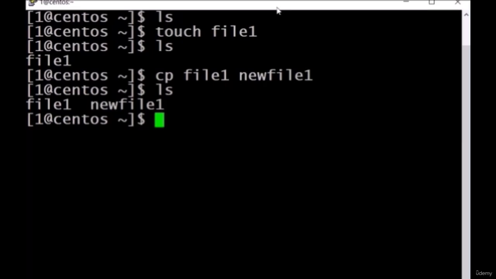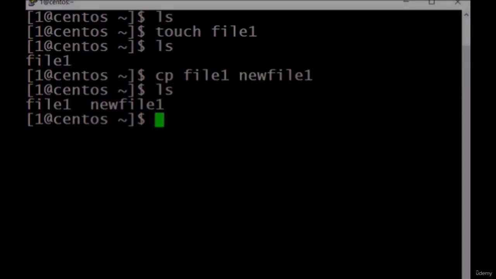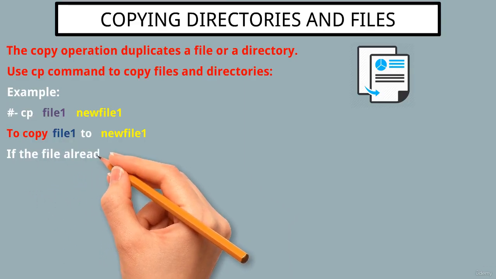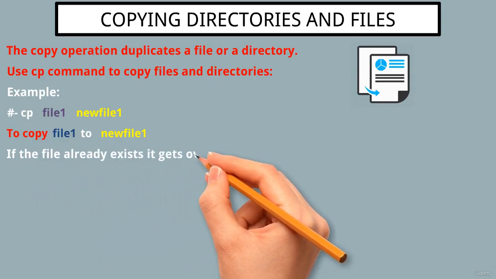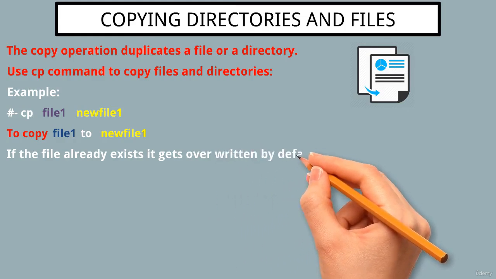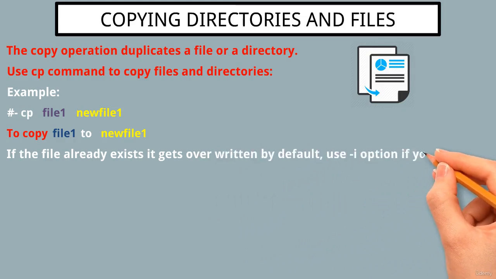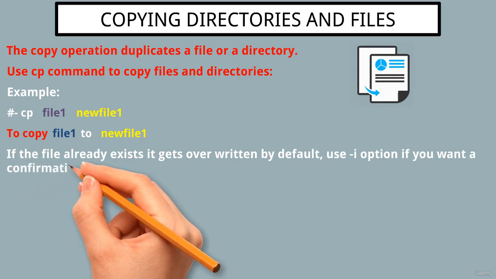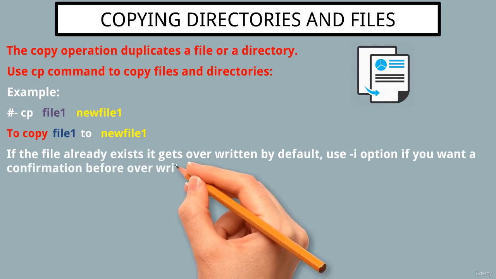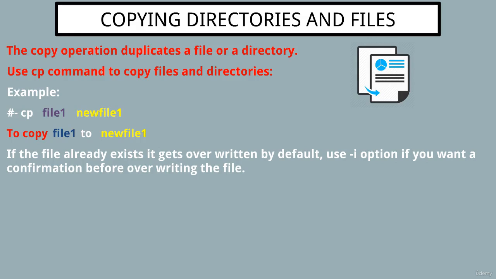We can copy it in the same location. We can copy it in different locations as well. Let's move on to the next part. If the file already exists, so let's say you were copying a file the same way we did just now, file 1 to new file 1, but the new file 1 already existed, it gets overwritten by default. It will not give you messages unless you have something specified in your system. By default, your existing file will get overwritten and you will have a new file.